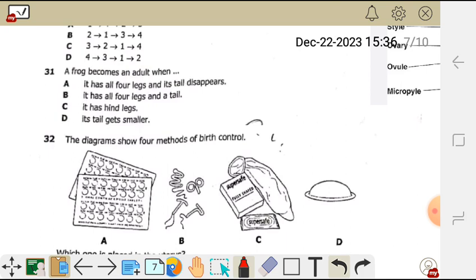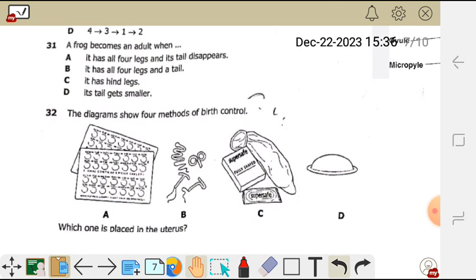The diagram shows 4 methods of birth control. Which one is placed in the uterus? So these are contraceptives. We have the condoms here.